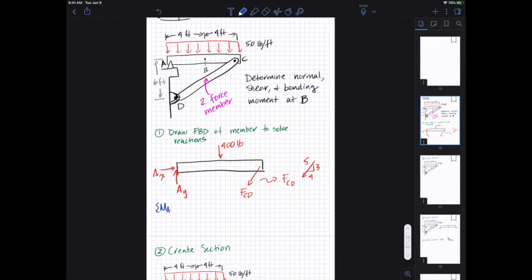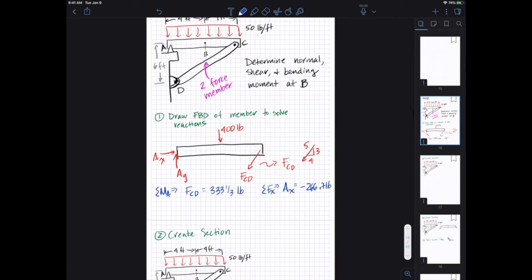If we do sum of moments at A, you should be able to get FCD right away, equal to 333 and a third pounds. And from sum of forces X, then we can get AX equal to minus 266.7 pounds. And then finally, sum of moments at C at the very end will get us AY equal to 200 pounds. Okay, so FCD is magnitude only, right? We can decompose it into components later if we want to.